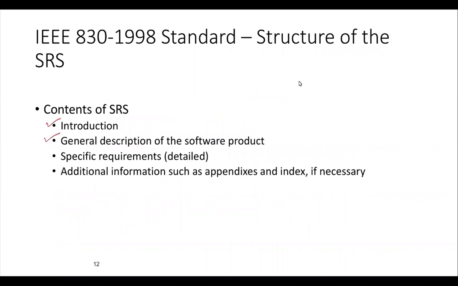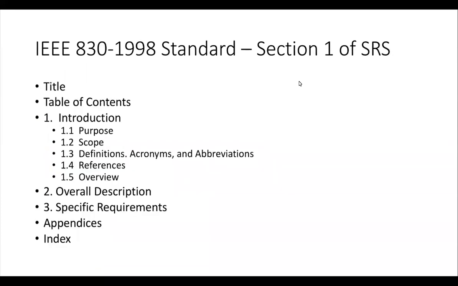The content of the SRS using the IEEE 830 template has an introduction, a general description of the software product, specific requirements in great detail, and finally additional information that could be listed as appendices if necessary. Let's now see what we can find in section 1 of the SRS.